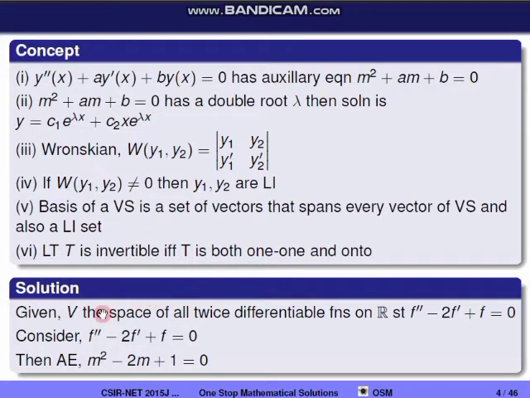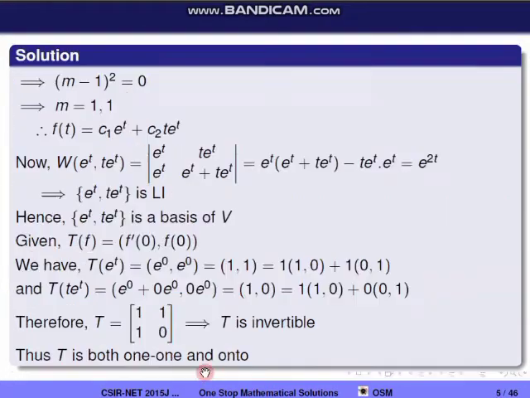So V is the space of all twice differentiable functions which satisfy this equation. So consider the equation f double prime minus 2f prime plus f is equal to 0. Write its auxiliary equation using concept 1. That is m square minus 2m plus 1 is equal to 0. This is the expansion of (m minus 1) whole square equal to 0. So this implies m is equal to 1, 1. Therefore the auxiliary equation has double root 1. Therefore f of t can be written as c1 e power t plus c2 t e power t.